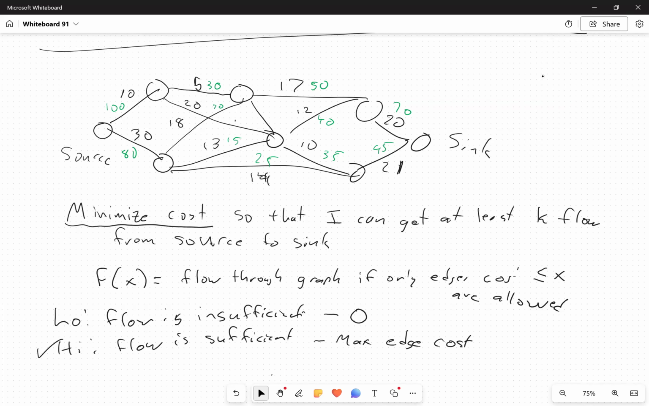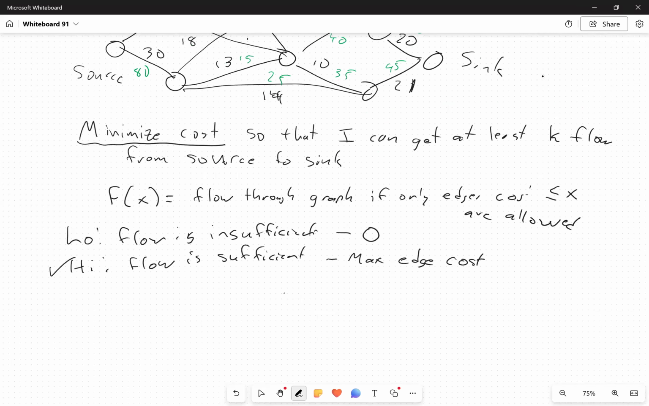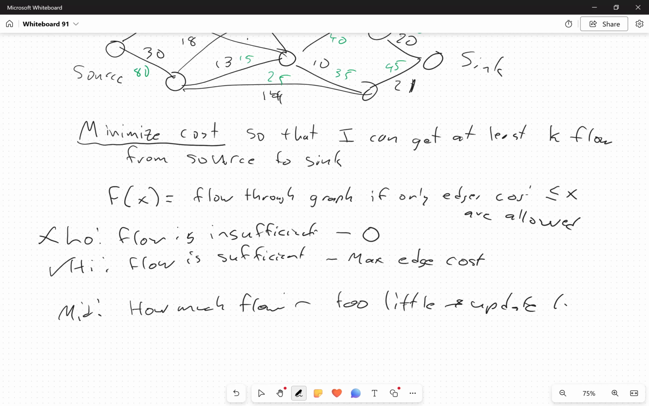This is one that is good. It's going to work, and the low value is one where it's not enough to work. And so you would then check mid. So you'd compute the mid, and you'd say, is the midpoint how much flow? You would calculate the flow. Okay. And is it too little? If it's still too little, then you update low. And otherwise, you would update the high.